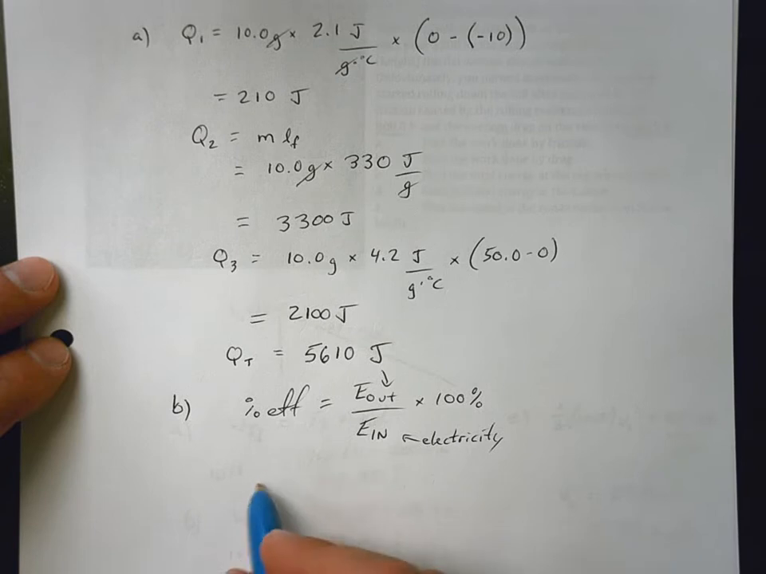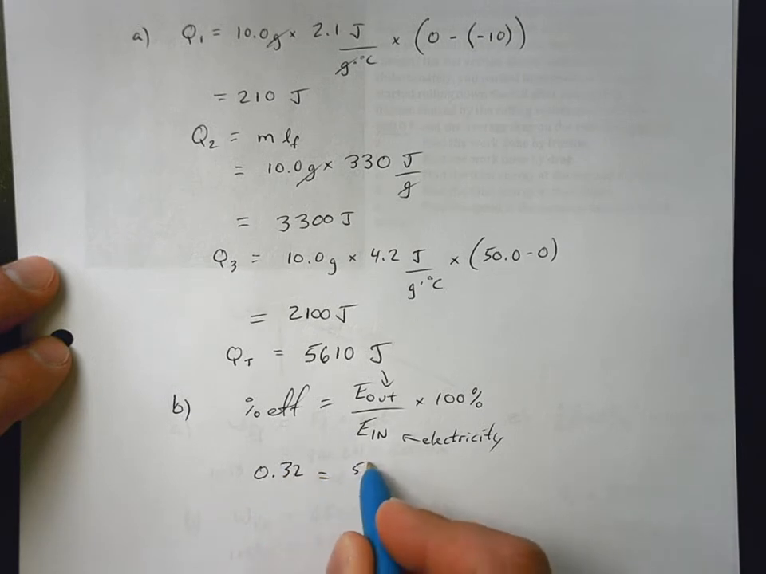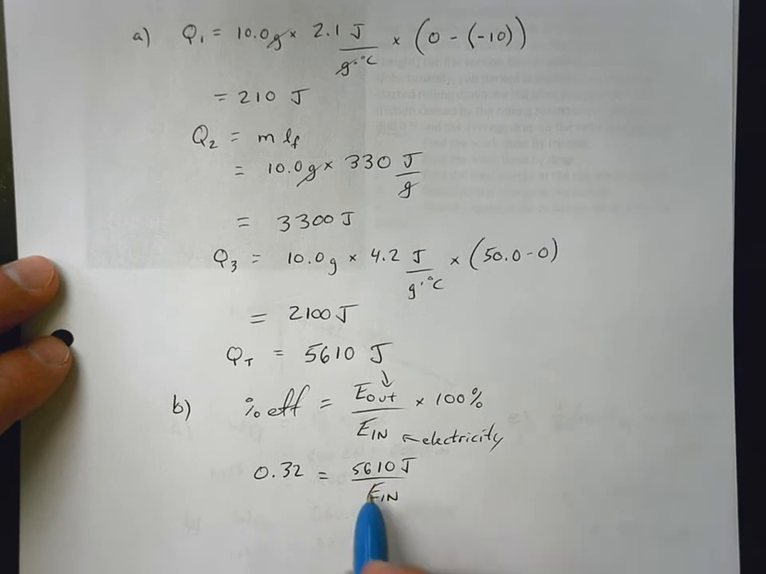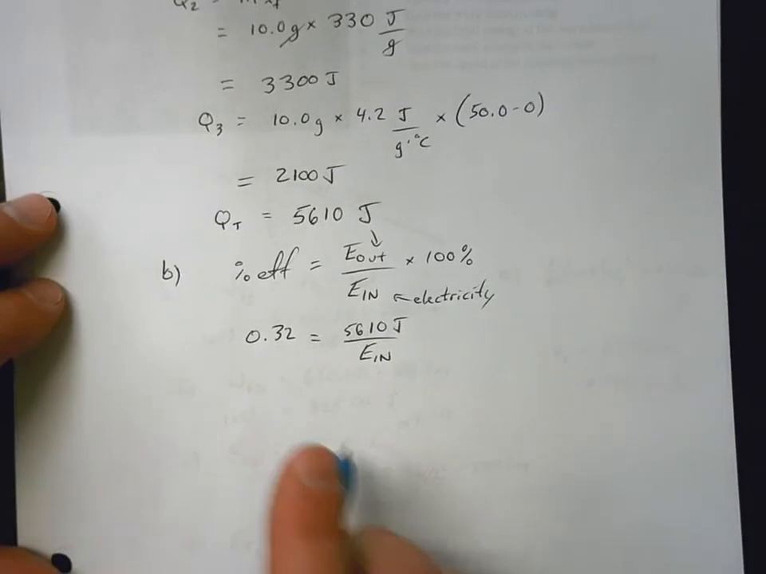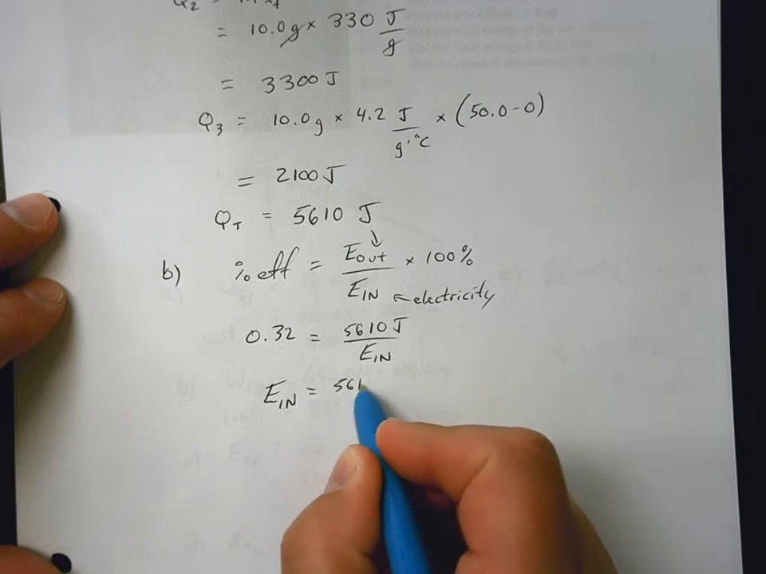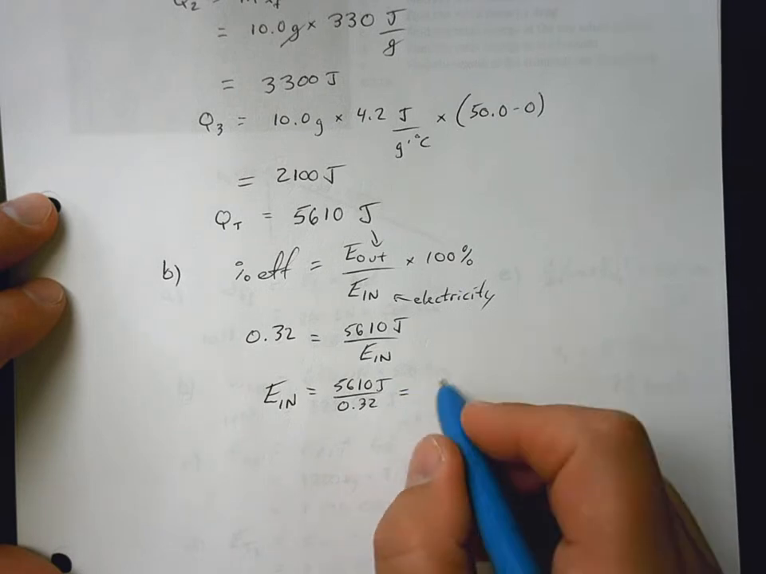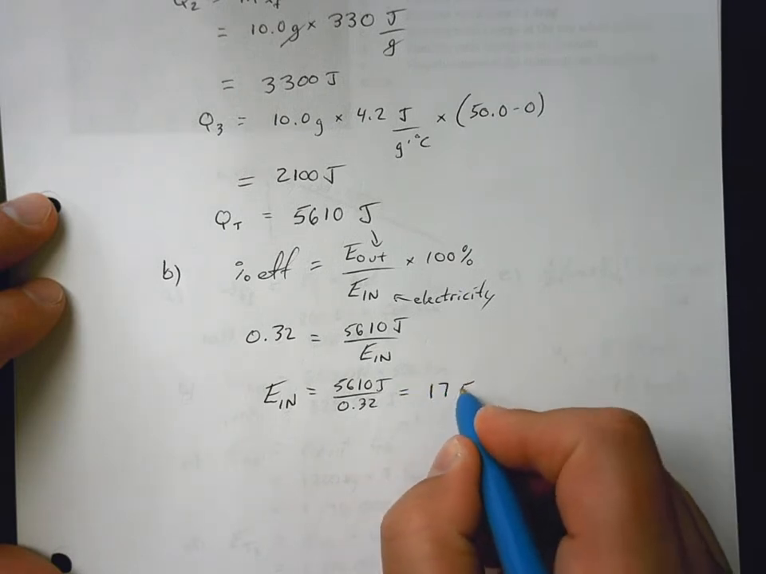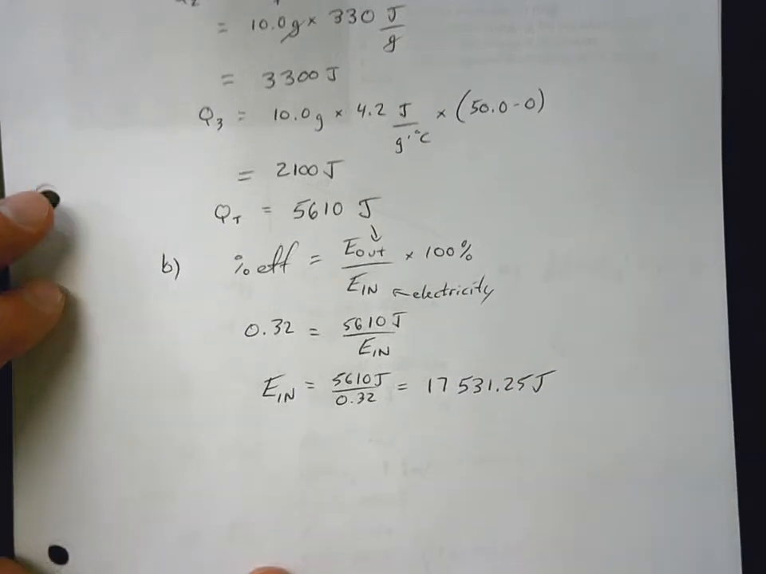So when we put the 32%, of course, 32% gets converted to a decimal. Then I have equals 5,610 joules here, and E in is down here. E in gets moved to the other side and then divide that. Okay, and this comes out to 17,531.25 joules. Of course, I don't want to lose my digits.